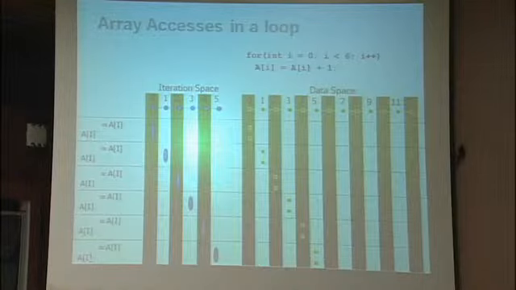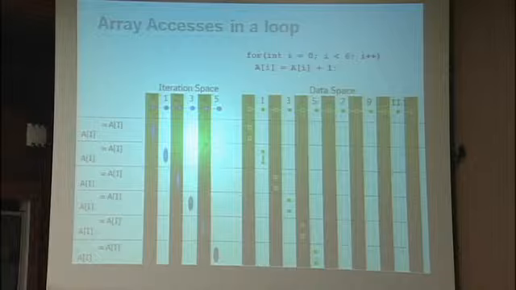Okay, so in the first iteration, I read the value A0 and write the value A0. Second iteration, A1, A1, A2, A2, A3, A3. So now, when this is writing, there's a dependence between these two. Is it a true, anti, or output dependence between these two? What type of dependence do I have?